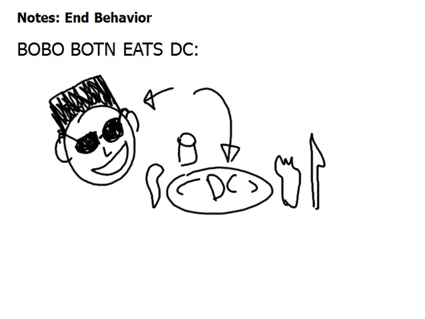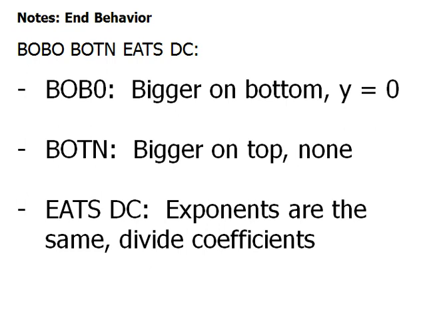Now you're probably thinking, what in the world does this have to do with what we're talking about today? I guarantee you, if you remember this little acronym, our little friend Bobo Botany, he's going to help you keep all of this straight. So what in the world am I talking about? Well, Bobo Botany's DC is a nice little acronym that can help us remember what to do when it comes to horizontal asymptotes.